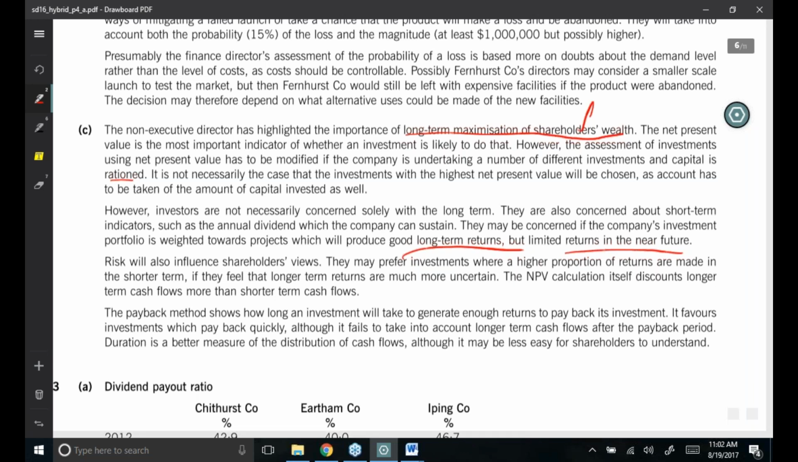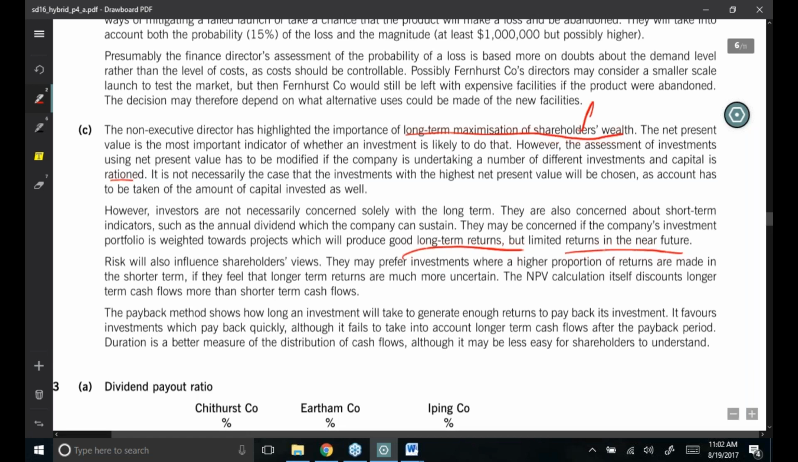So the payback method shows how long an investment will take to generate enough return to pay back its investment. It favors investments which pay back quickly, although it fails to take into account long-term cash flows after the payback.